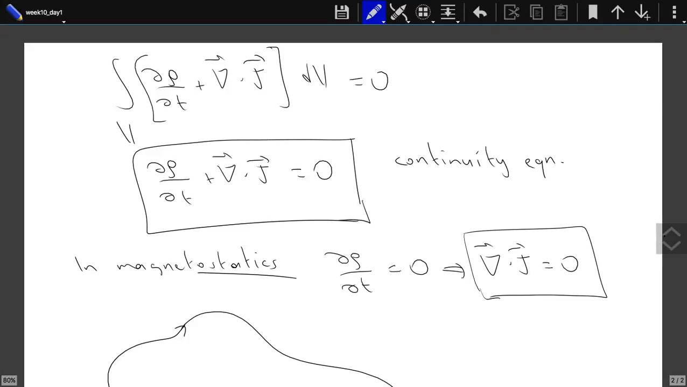The flow lines of the current will be continuous. So if you just follow the trajectory of a charge, it will just flow continuously. It will not stop here and start over here. That is the continuity we are referring to over here.